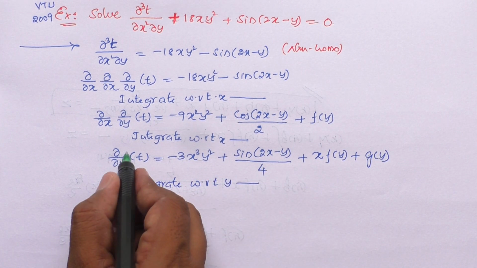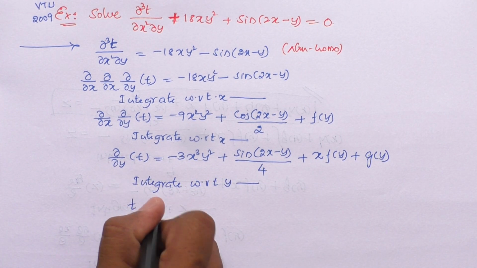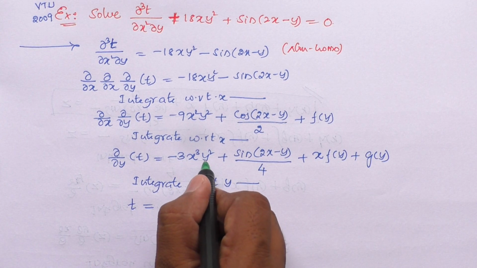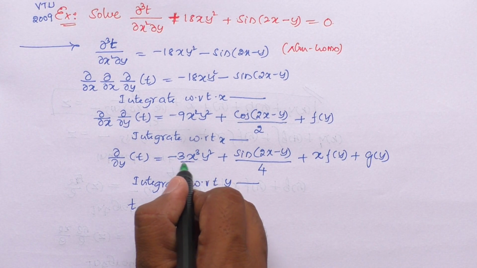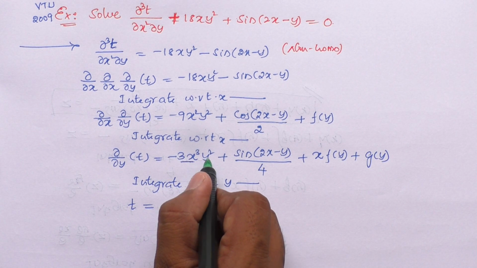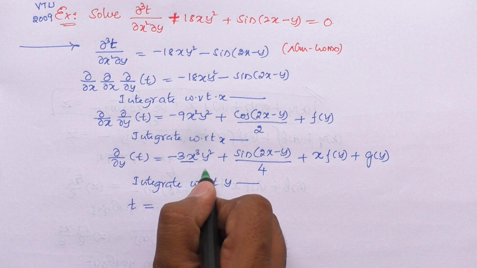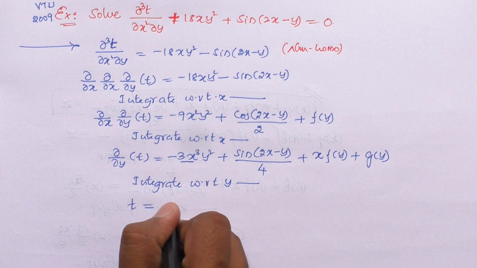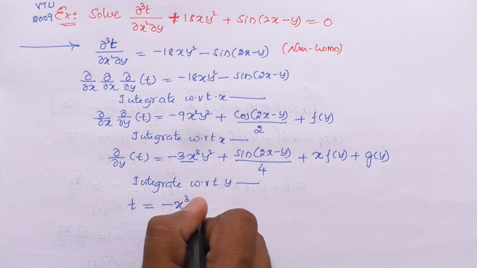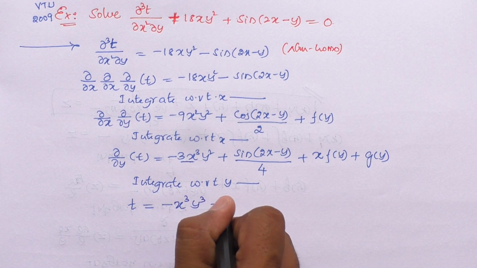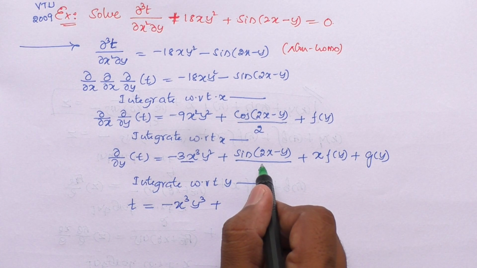Integrate with respect to y, so this term will be removed. With respect to y, the other x terms are treated as constants. The integration of y squared is y cubed by 3, so the 3 cancels. You will get minus x cube y cube plus the integration of sine.